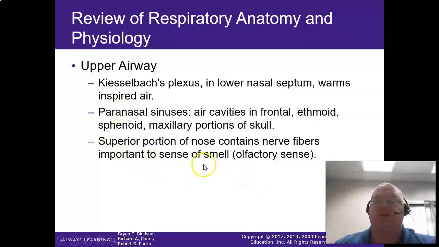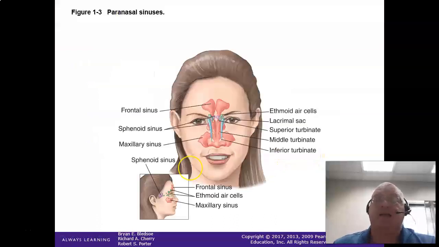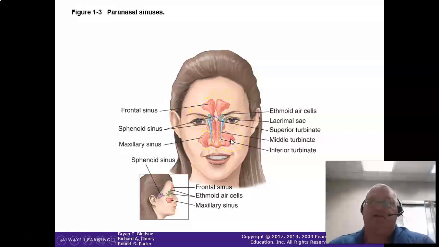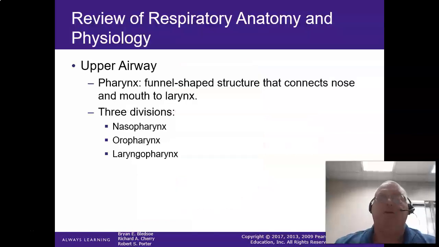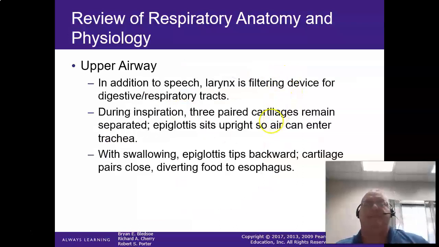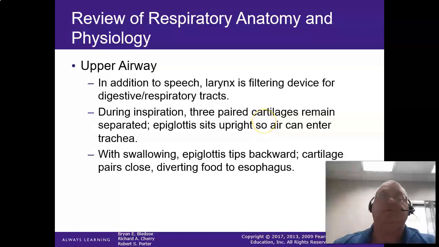The superior portion of the nose contains nerve fibers, of course, with your olfactory sense, which is your cranial nerve 1, which goes back to your sense of smell. All right. So these are kind of production areas, our frontal sinuses, side sinuses, and of course, when they get infected, they like to drain a whole lot, and it just makes us feel miserable. Your pharynx is the funnel-shaped structure that goes back. It's the nasopharynx, oropharynx, and the laryngopharynx. We get to see those quite a bit, and when you get swelling in any of these areas, of course, it can be a problem.